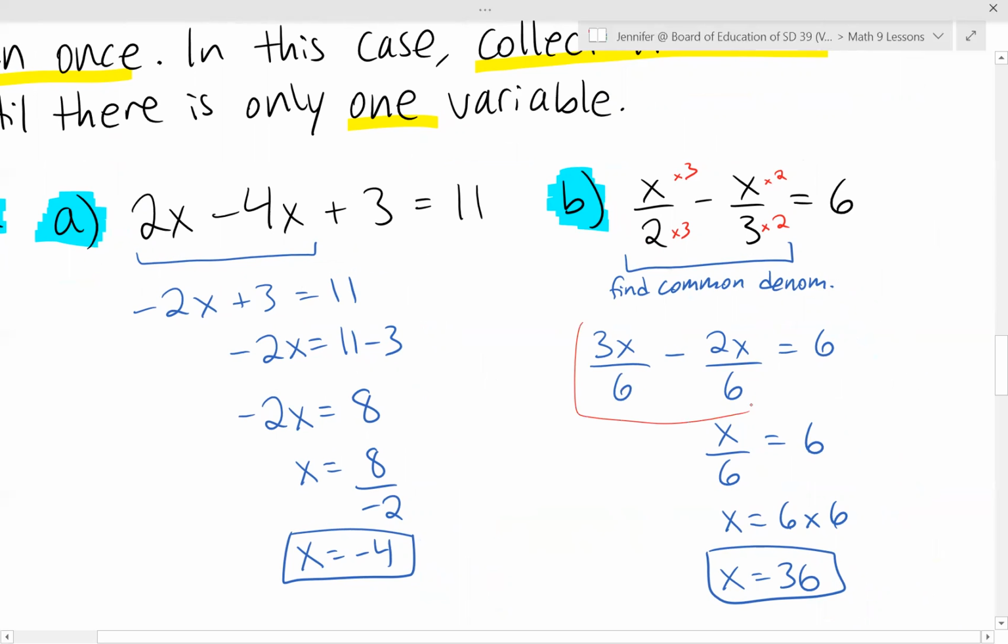In this step here, now they have the same thing, so we can combine them. 3x minus 2x is 1x. So we're left with x over 6 equals 6. Multiply both sides by 6 to get the variable on its own. And so we have x equals 36.